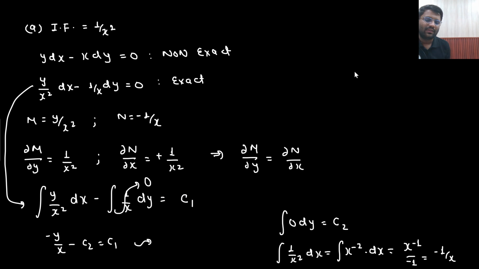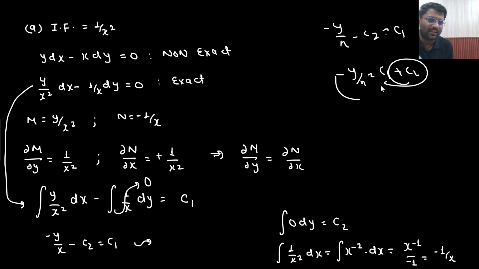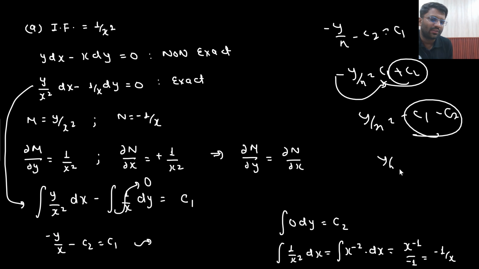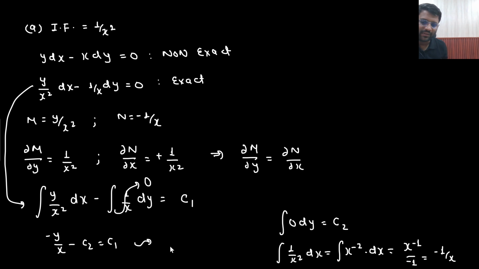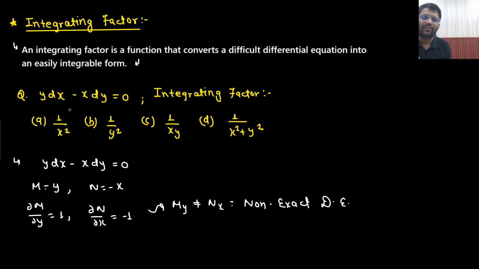Like what I am getting: minus y by x minus c2 equals to c1. So from here minus y by x equals to c1 plus c2. What is this? This is a constant. The negative sign you take aside, y by x equals to minus c1 minus c2. What is this? This is another constant. So y by x equals to some constant k, y equals to kx. Okay, so this is what we are getting. Again the same answer, whatever you expected, the same answer you are getting, y equals to kx.